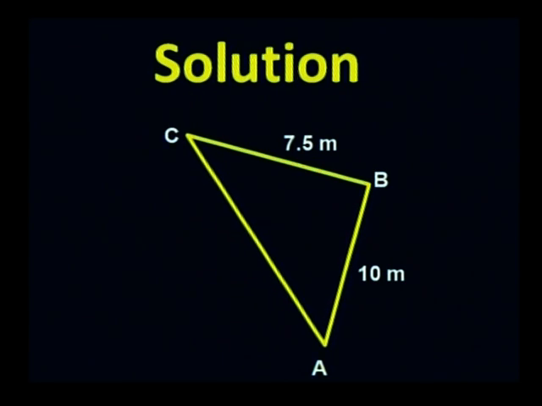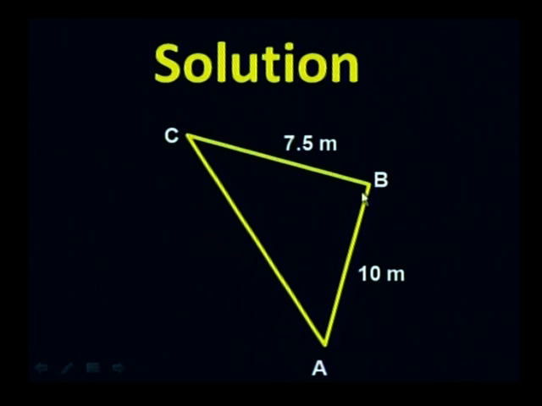So how does it look? Supposing you are facing northeast, this is the north and south, so this is the northeast position. If you are here, from here you are moving 10 meters to reach B, and then you are taking a left turn and moving 7.5 meters. So where are you now? Right now your original position was A, now you are at C.